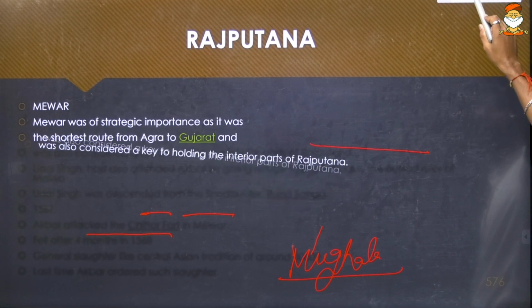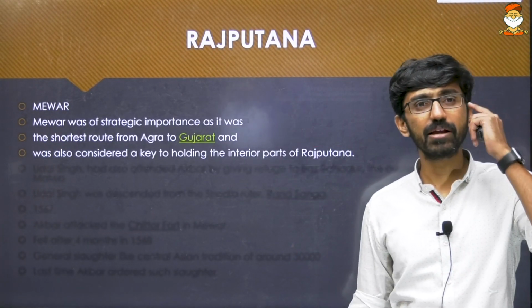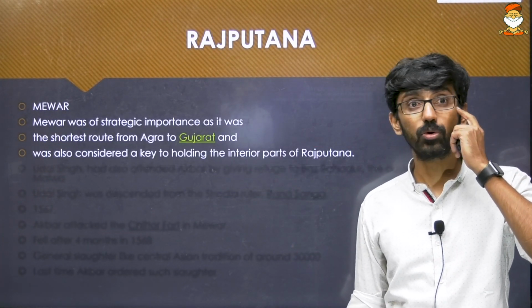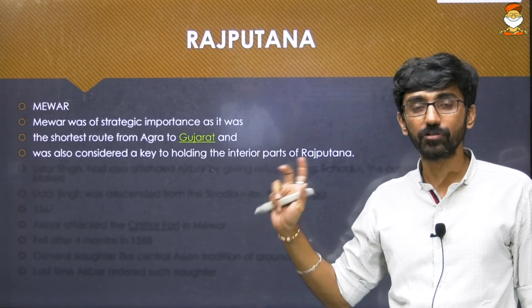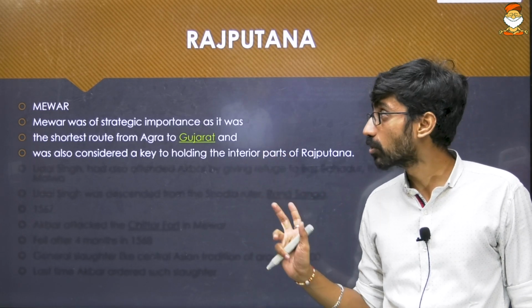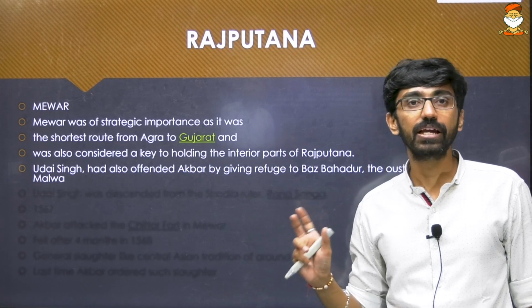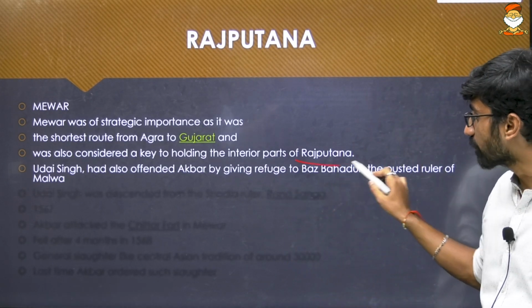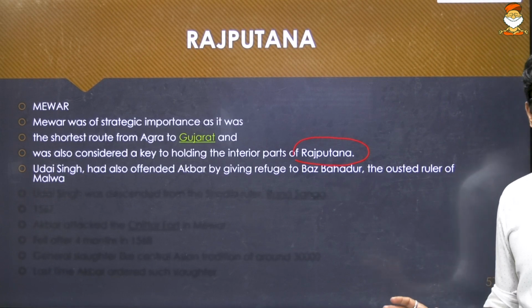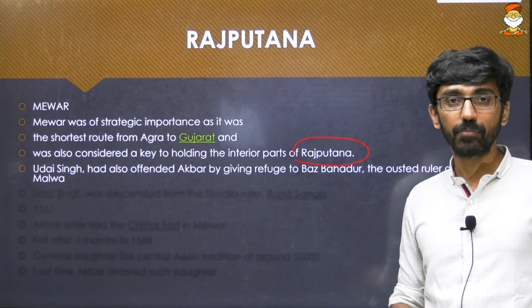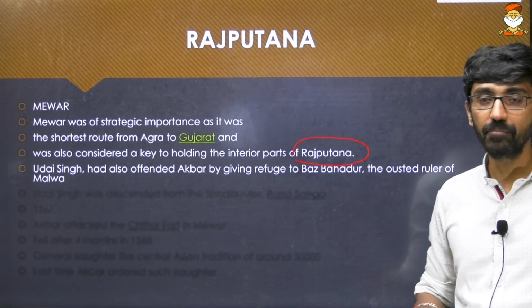And then Mewar, we talked about, this was very strategically important, and the shortest route from Agra to Gujarat. So it was very, very important for Akbar to have most control over Mewar, and he also considered this key for holding the interior parts of Rajputana, because if you control Mewar, you are controlling the entire Rajputana. And also Uday Singh had offended Akbar by giving some kind of asylum to Baz Bahadur.